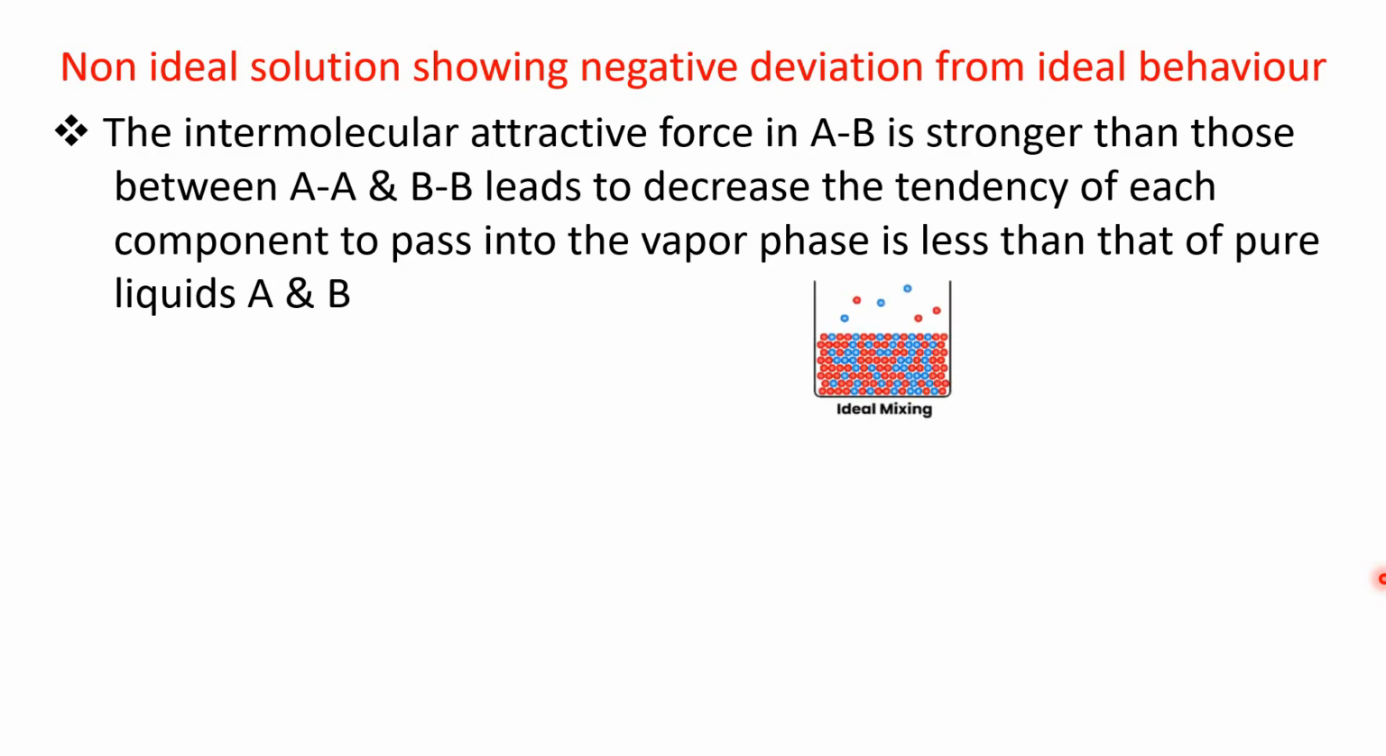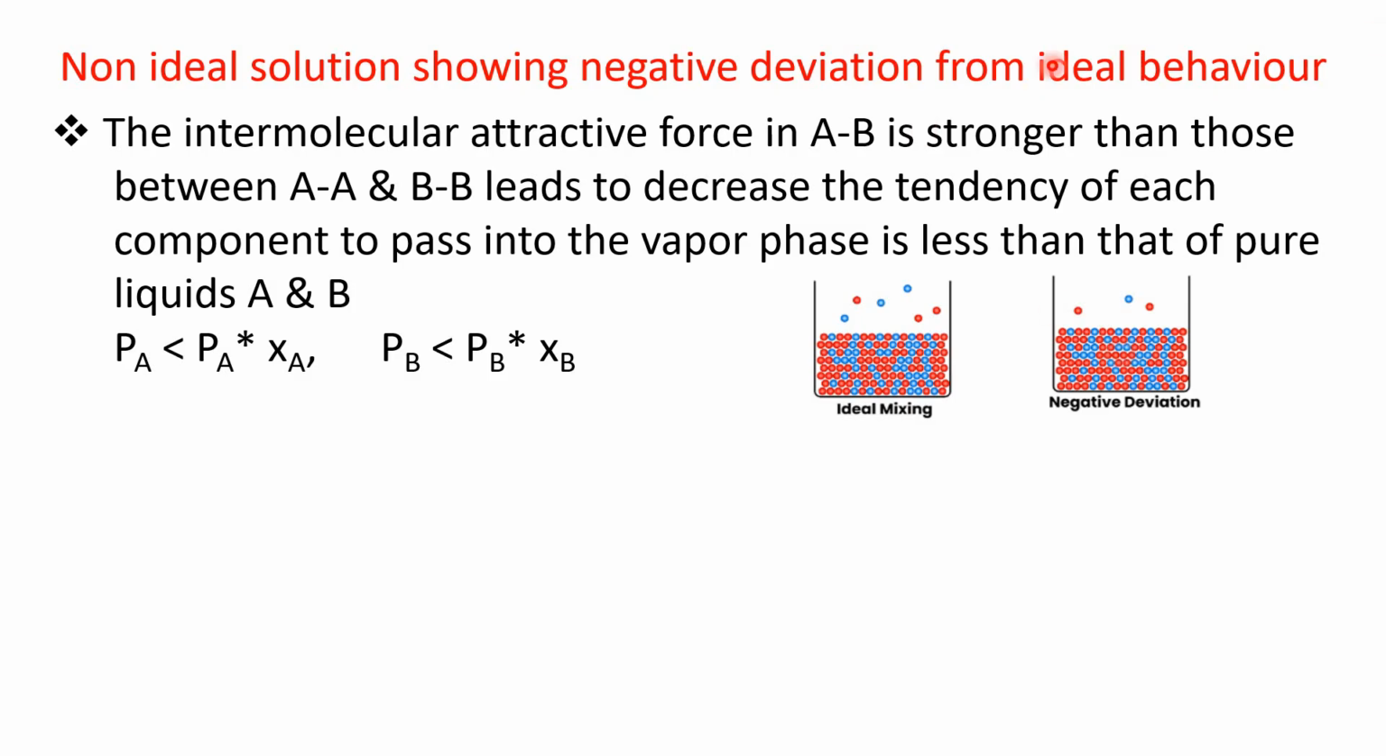Say this is ideal behavior, this is negative deviation. Molecules have stronger interaction, so solute and solvent molecules have less tendency to go to the vapor phase than when they are in the pure state. So, the partial vapor pressure of the component will be less than that given by Raoult's law.